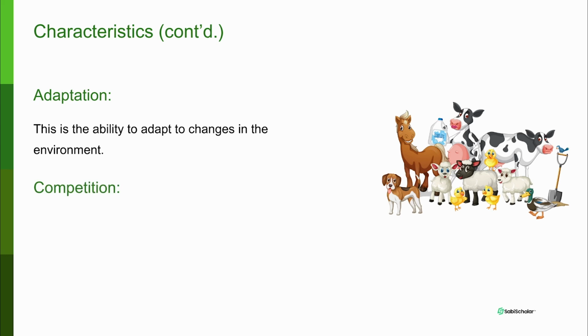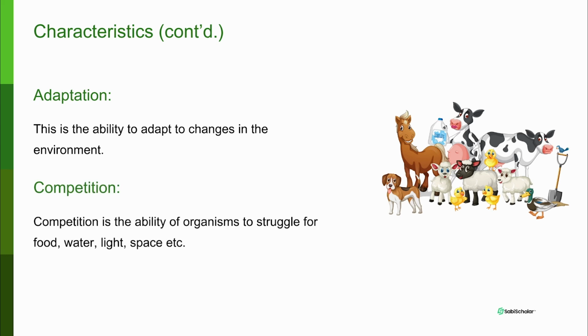Now, we have competition. There are necessities of life, you agree with me. These necessities of life include food, water, space, and things like light. Living things need these necessities to survive. But most times, these necessities are limited. So there is competition, a struggle to obtain them in order to survive.